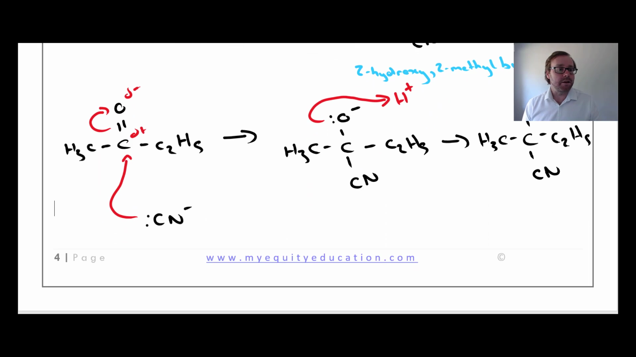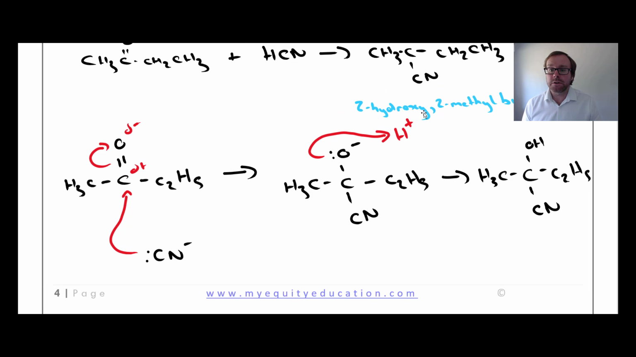And my mechanism is going to be very similar to the one we've just done, but I'm going to use a cyanide ion. I'm going to break the C double bond O, and instead of using water, it's already acidified, it's in an acidic solution, so I'm just going to protonate it using H+.